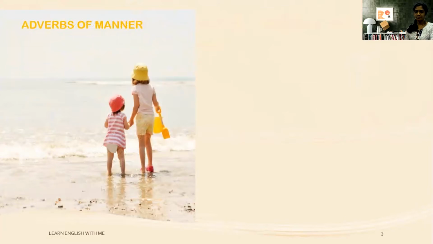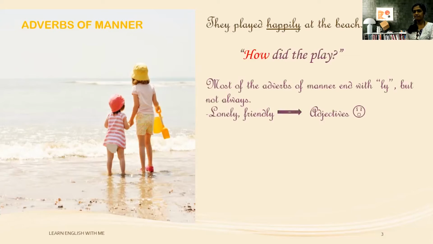So the first kind we're going to see is the adverb of manner. Okay, look at the sentence. They played happily at the beach. Let me ask you, how did they play? Yes, happily. So with the adverbs of manner, you can tell how a particular action takes place.